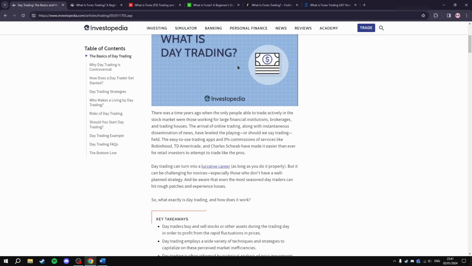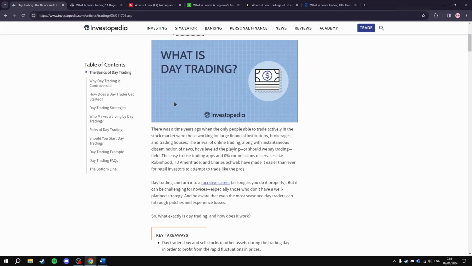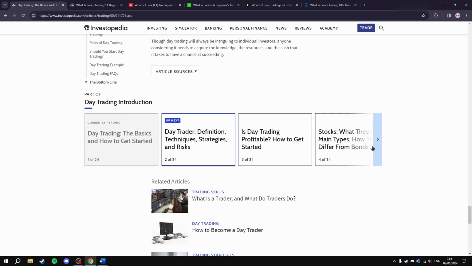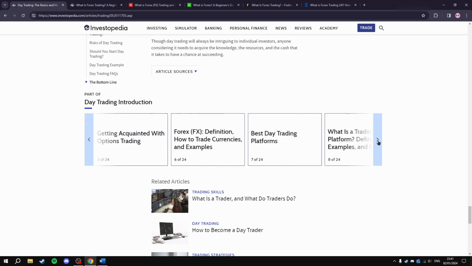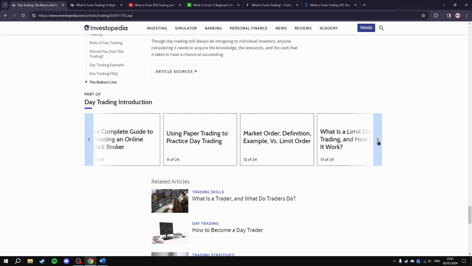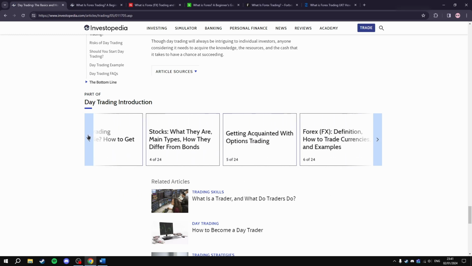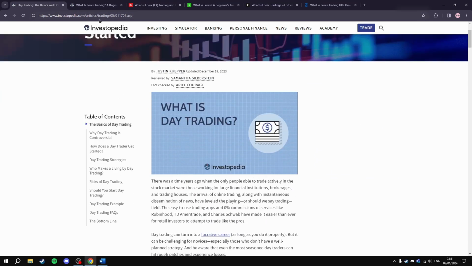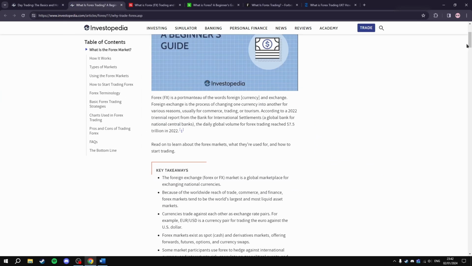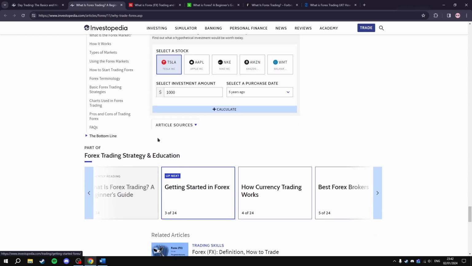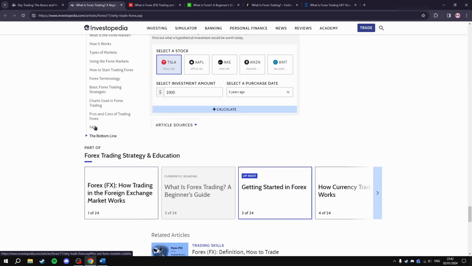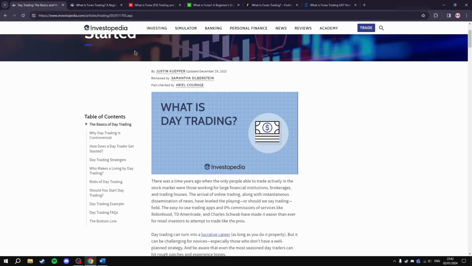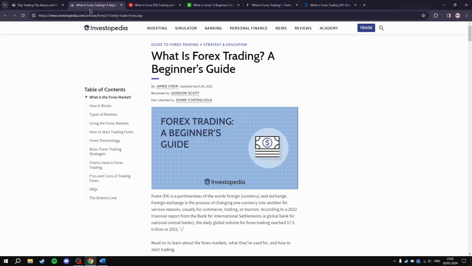What is a good next website? I kind of do want to start going through part of day trading introduction, this bit here. But which number is this? This is number 3. No, this is number 2. Forex trading strategy and education. Right, it seems like there's loads of guides to Forex trading on this Investopedia.